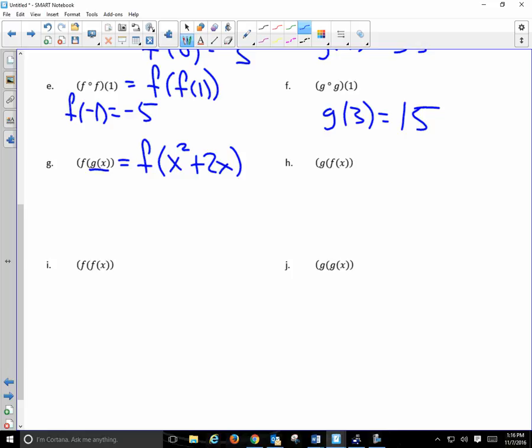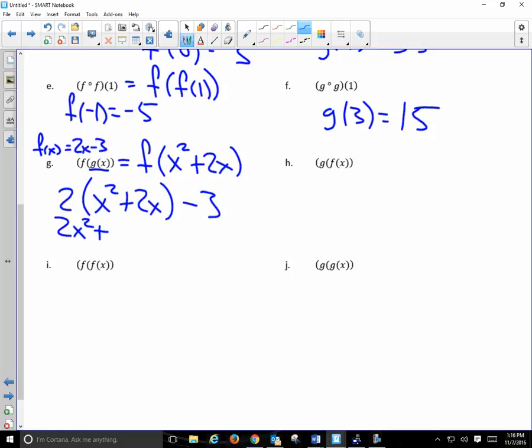So now I plug x squared plus 2x in to f. And I get 2 times that x squared plus 2x minus 3, because f of x is 2x minus 3. So we get 2x squared plus 4x minus 3. Booyah.